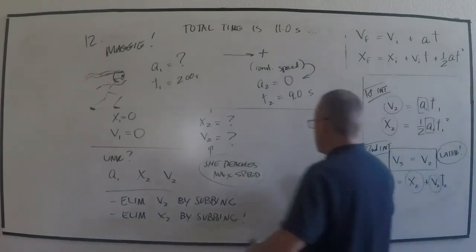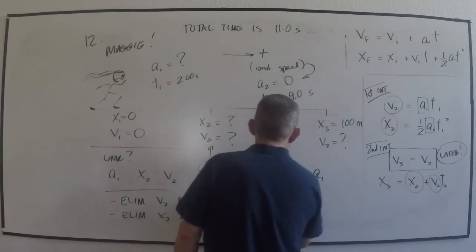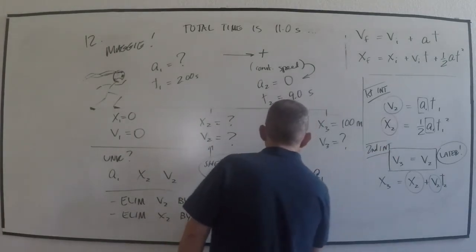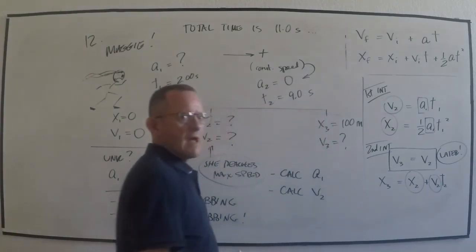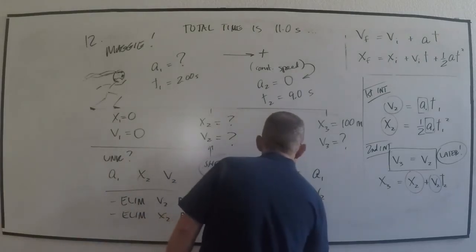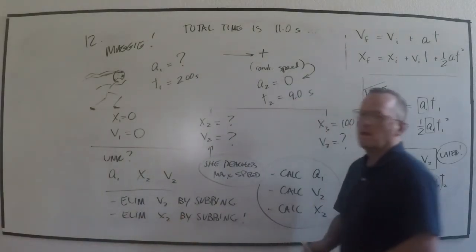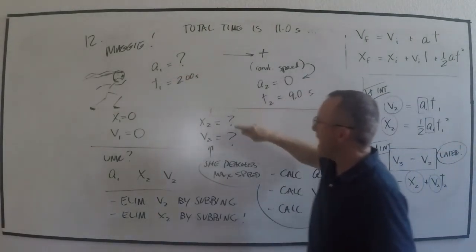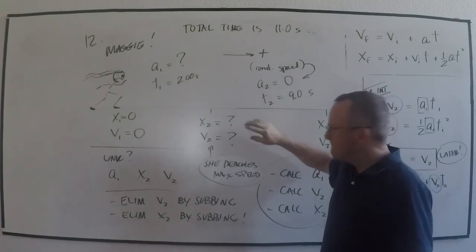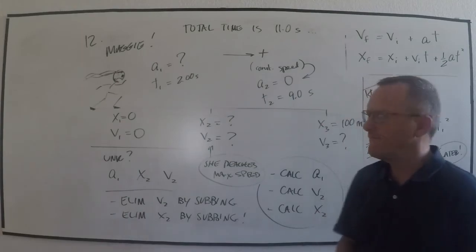So you can then calculate A. Then, after you have A1, go ahead and calculate V2. And while you're at it, go ahead and calculate X2. What does the problem ask for? It asks for the acceleration and the maximum speed. Pop those in.